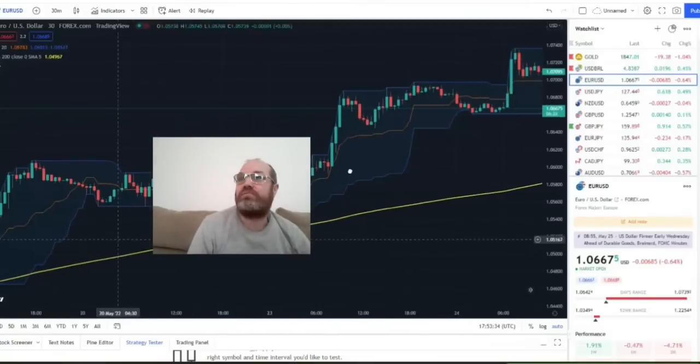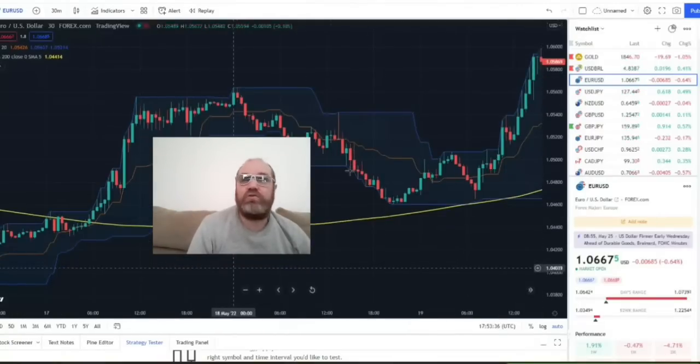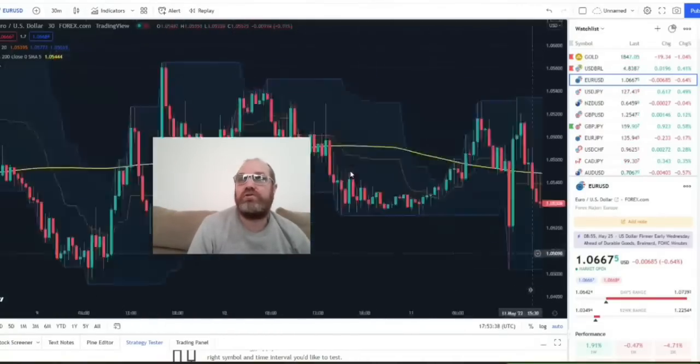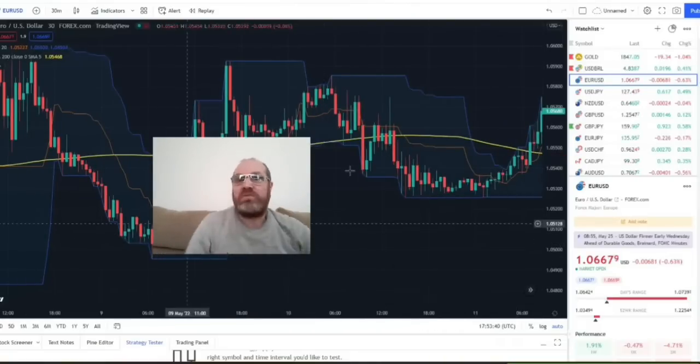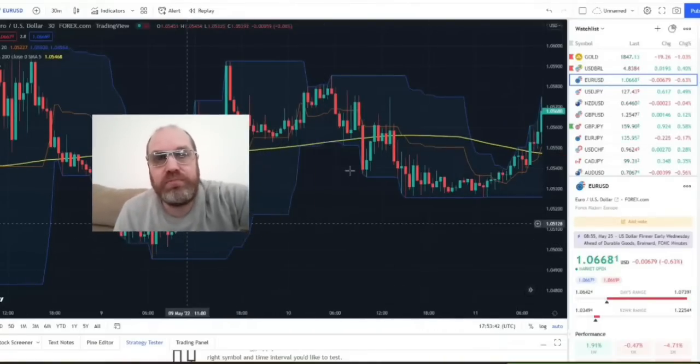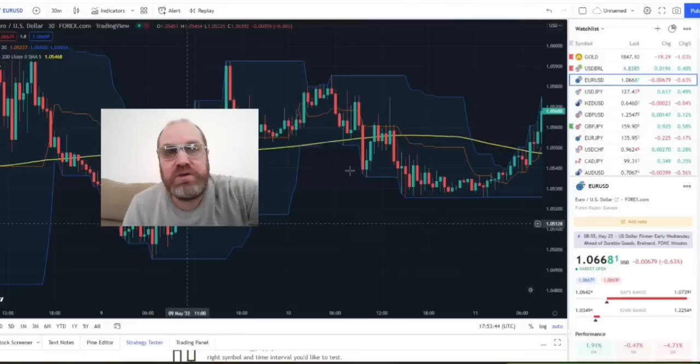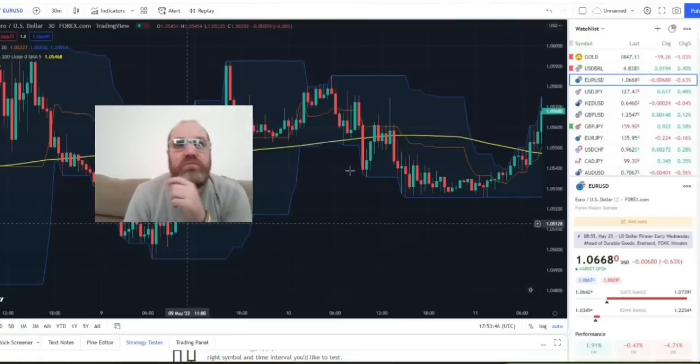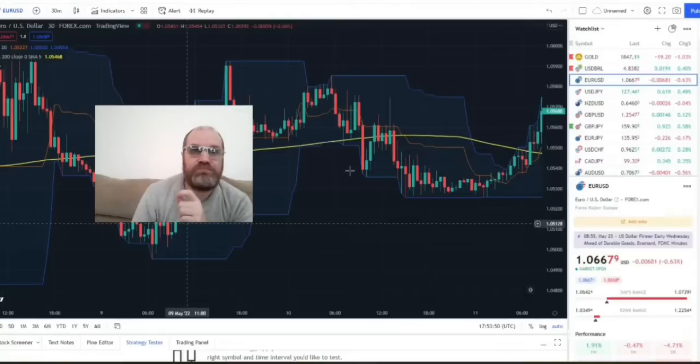So let's take 3. 1, 2, and 3. Okay. So here we have a trade actually. So how does this work? This is a trend following strategy. Okay. So we are only going to take trades when it's a trend. We are following the trend basically.